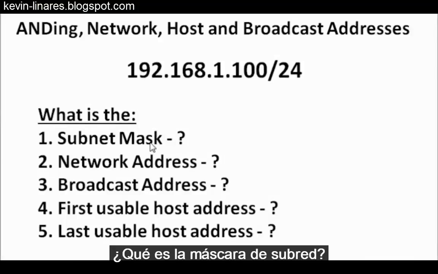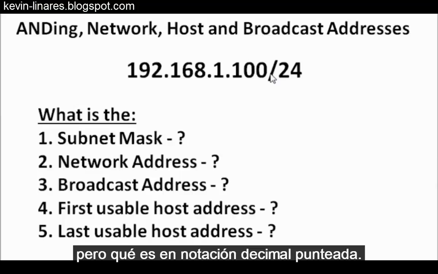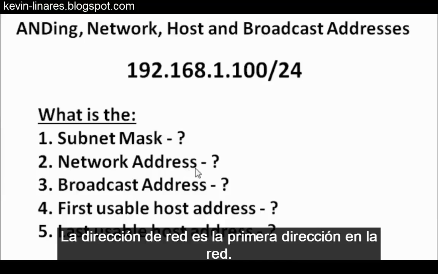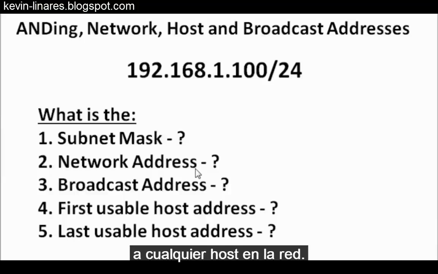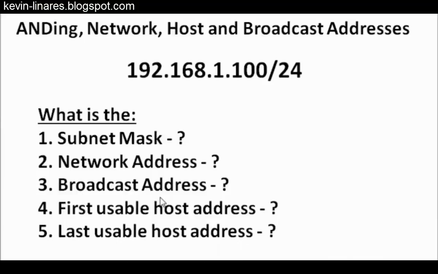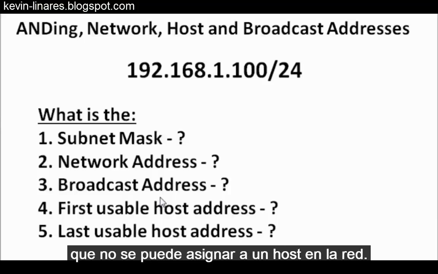What is the subnet mask? We can see that the subnet mask is /24 in slash notation, but what is it in dotted decimal notation? Two, the network address. The network address is the first address in the network. It's a reserved address that cannot be assigned to any host on the network. What is the broadcast address? The broadcast address is the last address in the network and is also a special reserved address that cannot be assigned to a host on the network.